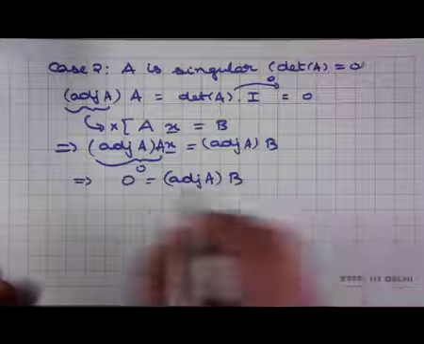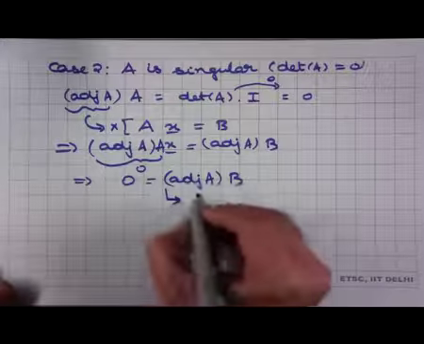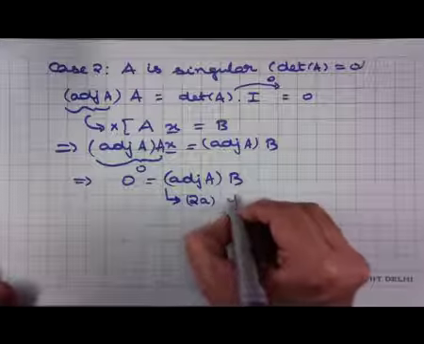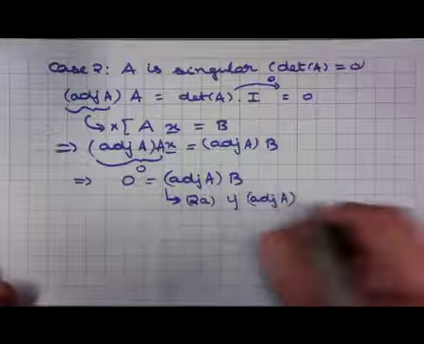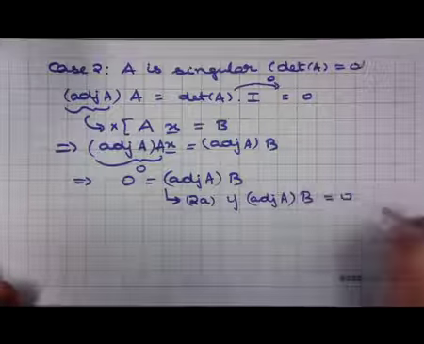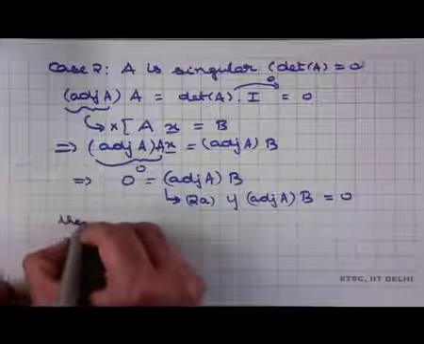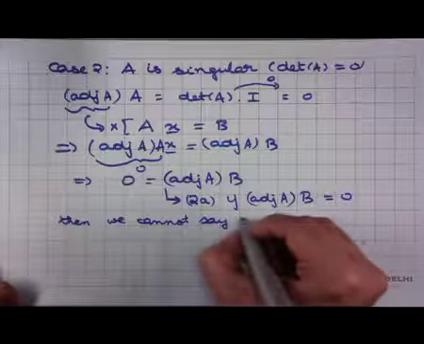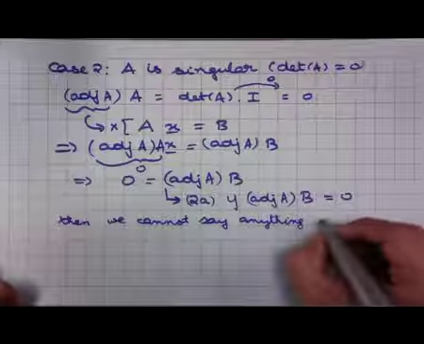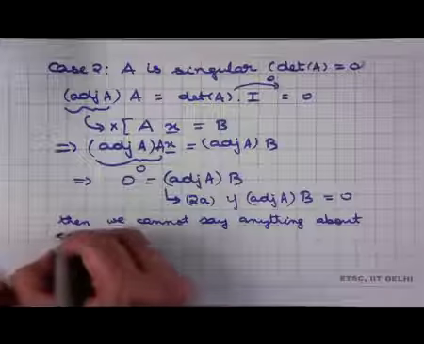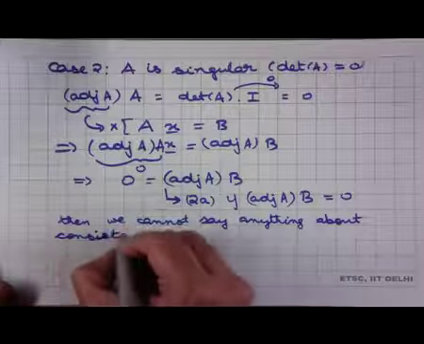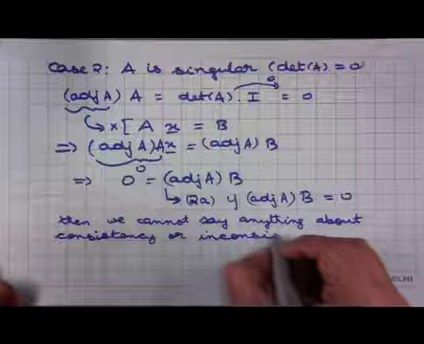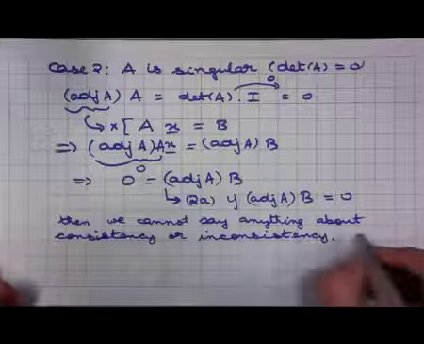So, now there are two cases. The subcase a is, if the adjoint of A times B is equal to 0, then we cannot say anything about consistency or inconsistency. So, it is an inconclusive result.